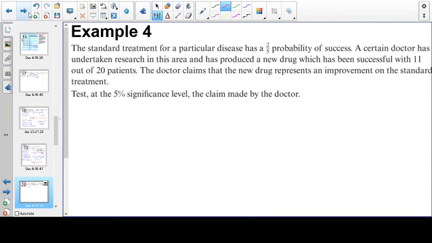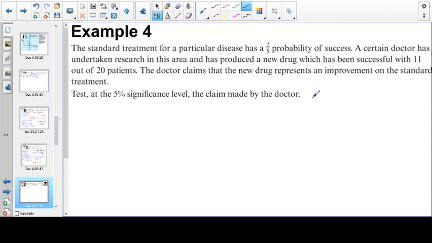Okay, let's have a look at one more in a context. The standard treatment for a particular disease has a 2/5 probability of success. A certain doctor has undertaken research in this area and has produced a new drug which has been successful with 11 out of 20 patients. The doctor claims that the new drug represents an improvement on the standard treatment. Test at the 5% significance level the claim made by the doctor.